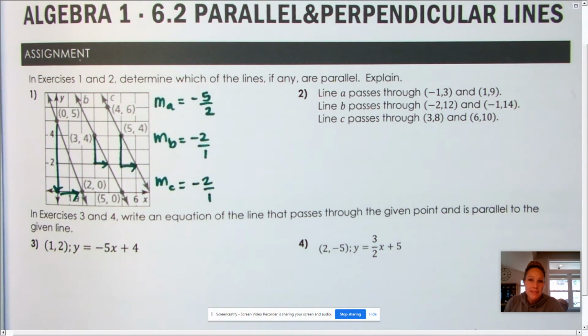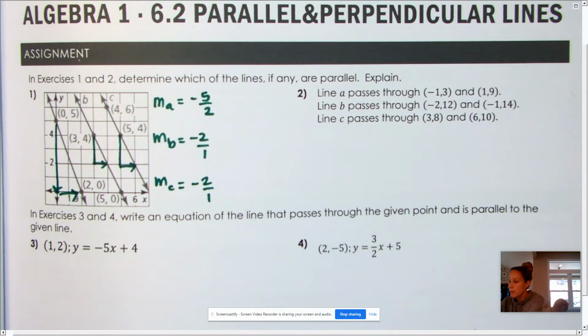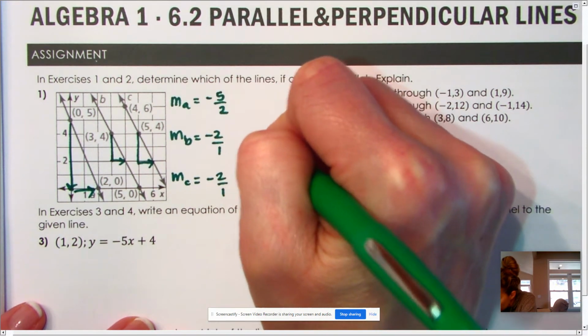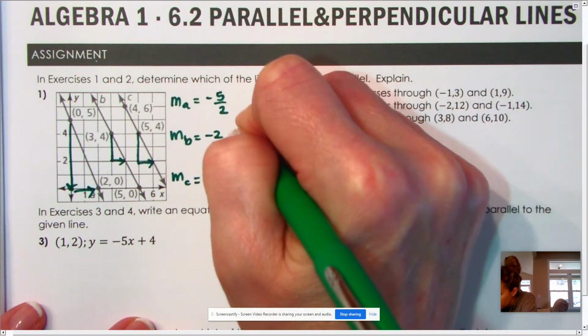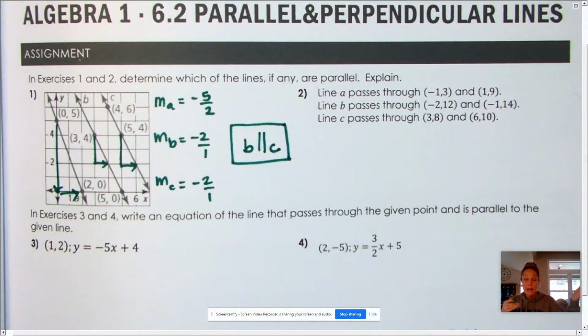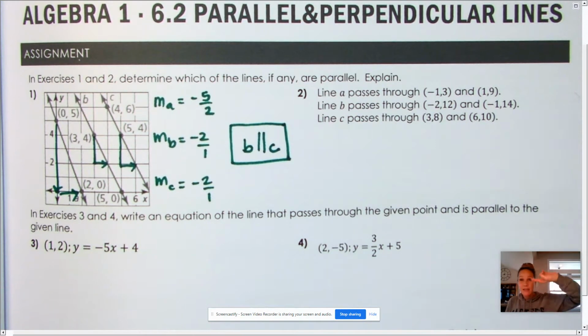Okay, and so the way that we would say that is that because those two are exactly the same, we know that B is parallel to C. None of them would be perpendicular. Perpendicular would have opposite signs, and they would be reciprocals of each other.